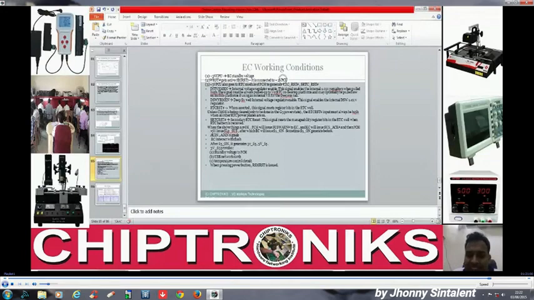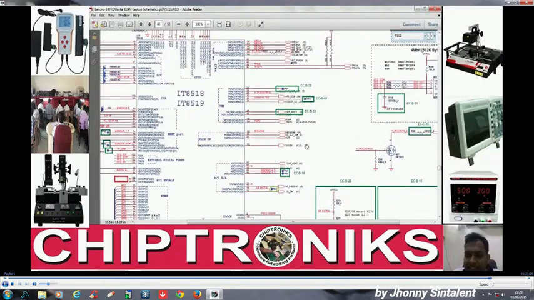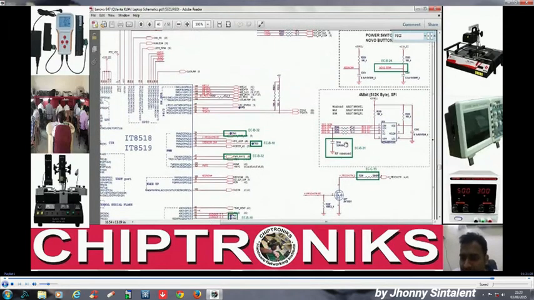Then what do we need to check? We need to check AC in and AD in, whether the AC in signal is coming or not, and whether the AD in signal is coming or not. If there is no adapter, of course this signal won't come, but there must be some values over here. Then we have to measure the waveform over here, in this section, chip select and serial clock, to see whether EC and flash communication is taking place or not.